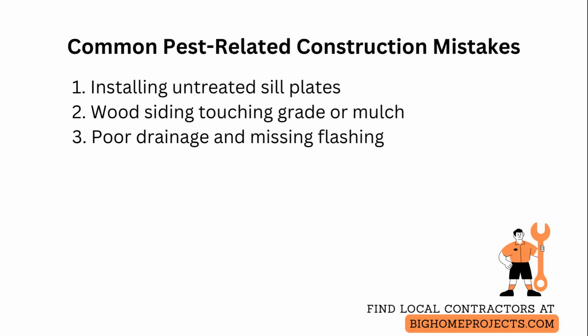A third problem is poor drainage and missing flashing, which allows chronic moisture and invites fungal decay and insect activity, so grade around the house, install continuous flashing at all roof and window transitions, and ensure downspouts move water away from the structure.